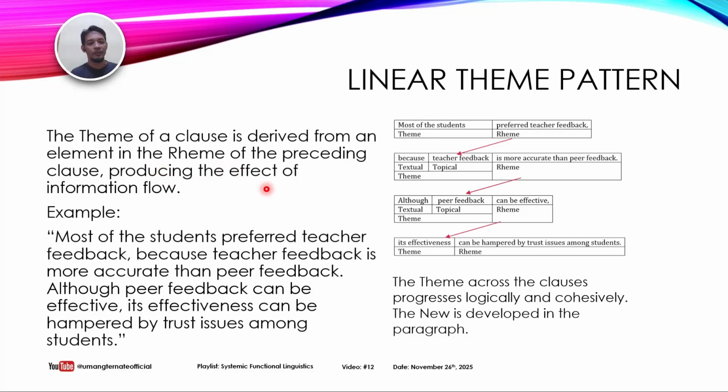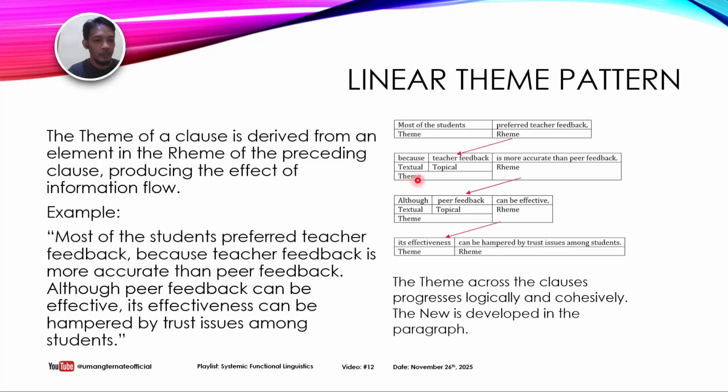Okay, let's take a look at the example here. Most of the students prefer teacher feedback because teacher feedback is more accurate than peer feedback. Although peer feedback can be effective, its effectiveness can be hampered by trust issues among students. Don't be bothered with the truth of this paragraph because this paragraph is just invented by me for this discussion. Okay, and now we can take a look at the pattern here.